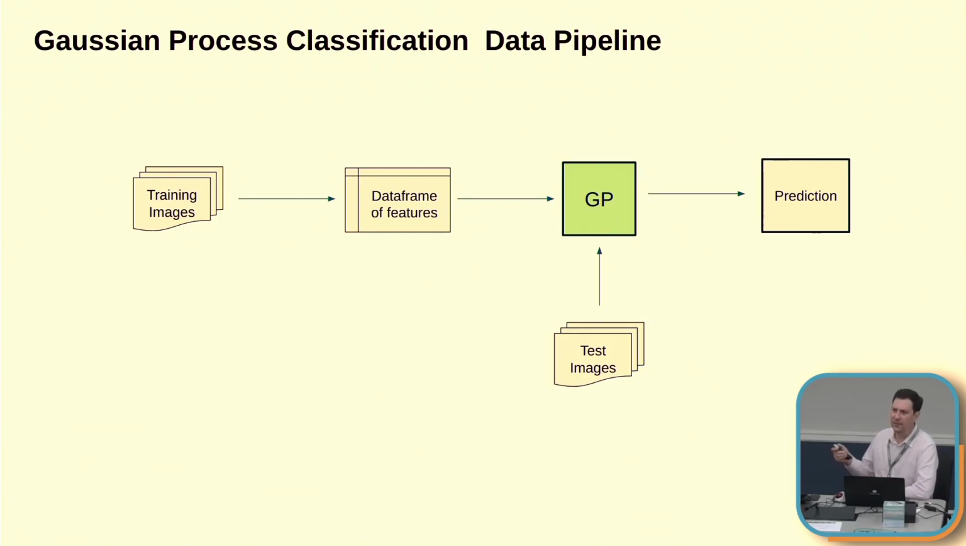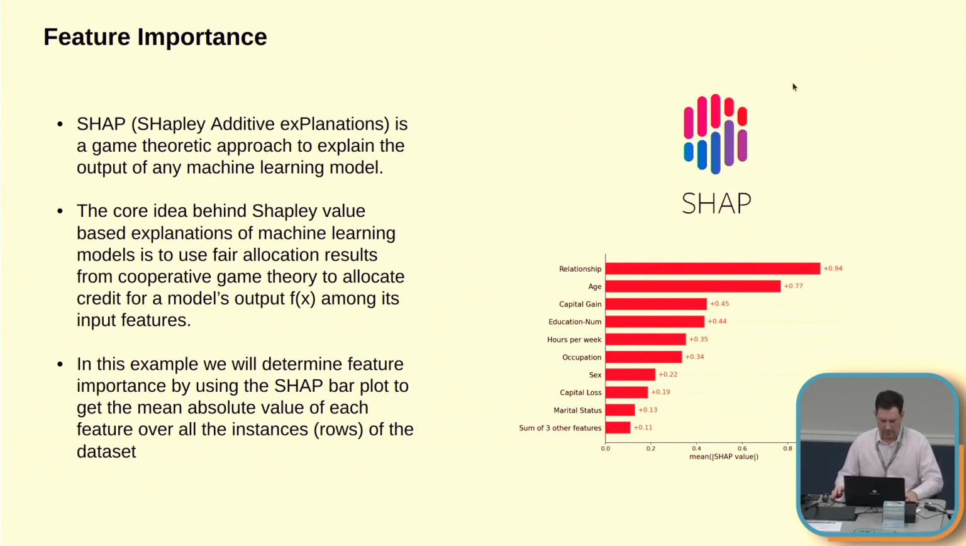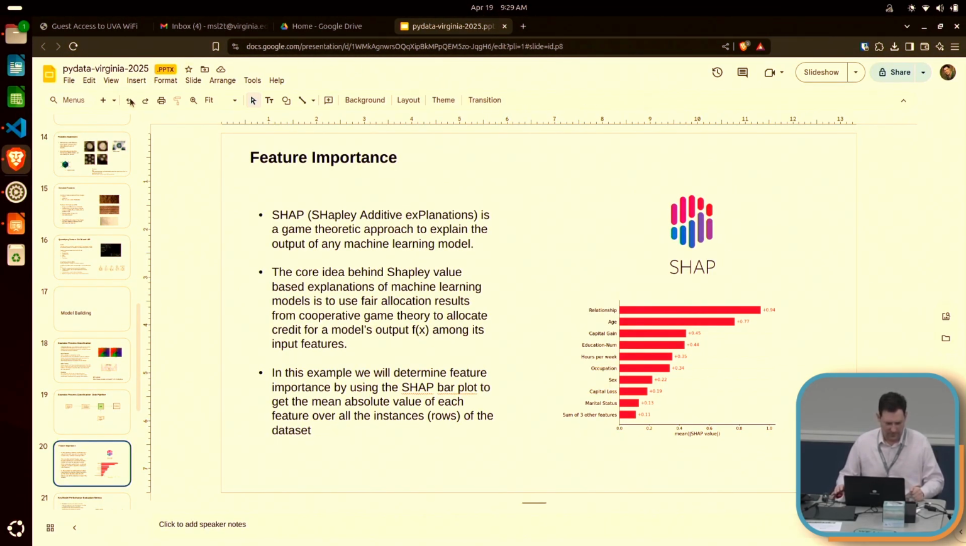So the pipeline that we'll build today is we're going to take our training images, build a data frame of the features, pass it through the GP, and then later on after it's trained, we can pass test images and perform predictions on our test images. We'll get to that in a little bit.